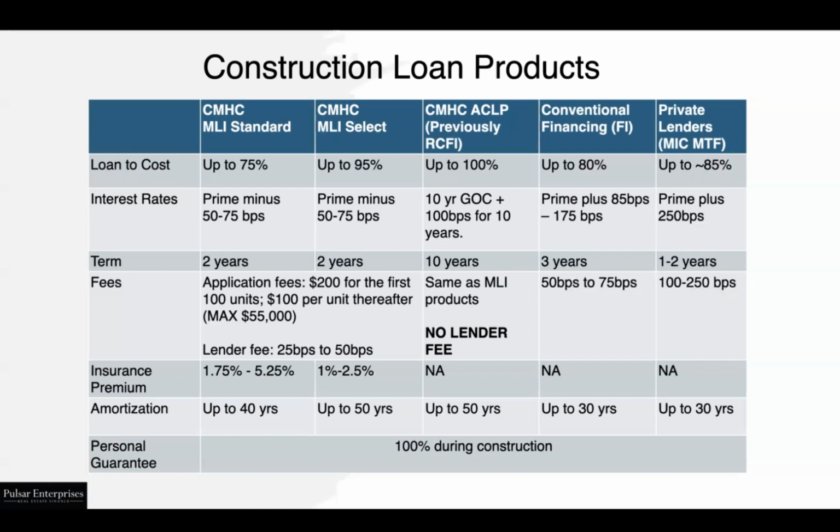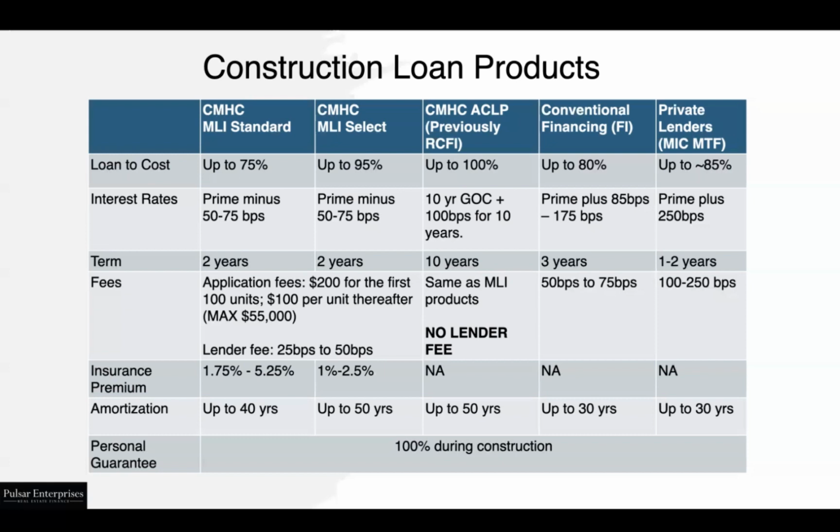Now, for the construction loan terms, under the MI products, we're seeing up to 2 years for the construction loan. The ACLP RCFI will give you a 10-year term, a 10-year time frame for you to construct, lease up, and stabilize. This 10-year term is also part of the 50-year amortization. With bank and private lenders, we're seeing up to 3 years in terms for you to construct and stabilize, also for you to have a really strong net operating income to take out with the institutional lender.